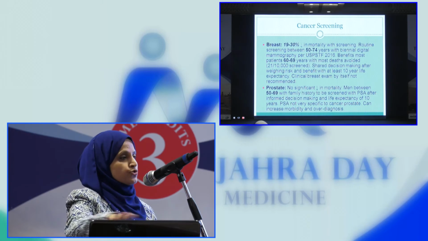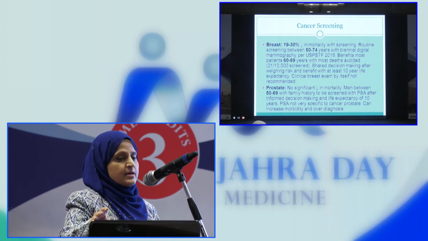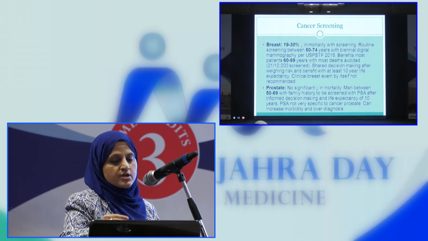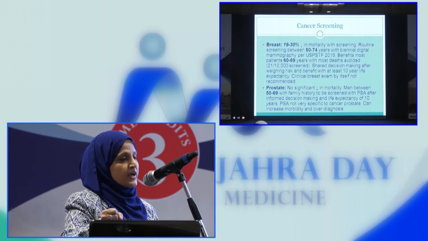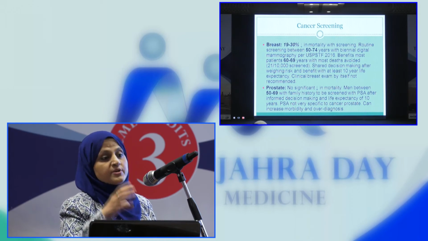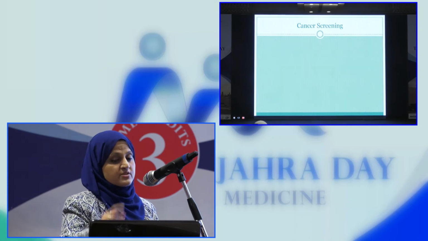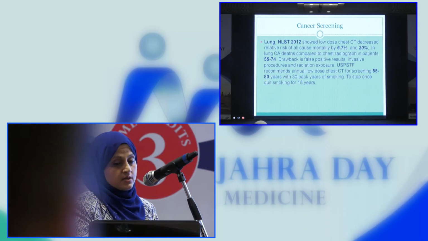Prostate screening, let's go through quickly, not recommended, except for if there is a strong family history between 50 to 69 years of age after discussion and informed decision making. Very important because sometimes it can lead to more morbidity than good.